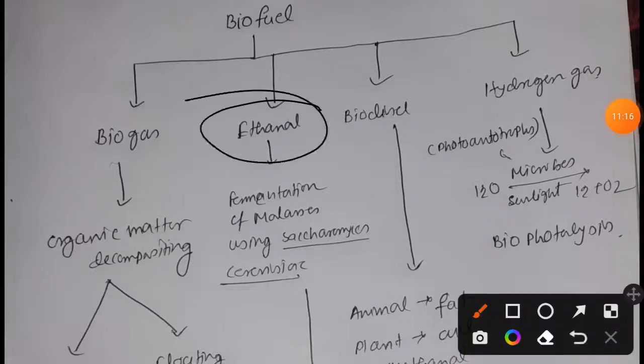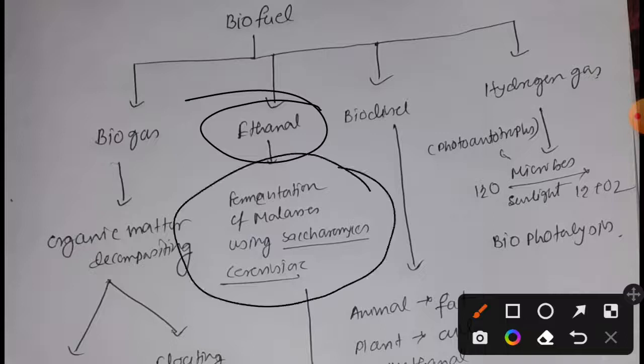Now ethanol. The first thing is, this ethanol fuel is exactly ethyl alcohol, the ethyl alcohol that you can also find in alcoholic beverages. So how is ethanol produced? Ethanol is produced by the fermentation of molasses using Saccharomyces cerevisiae. I think you all know.